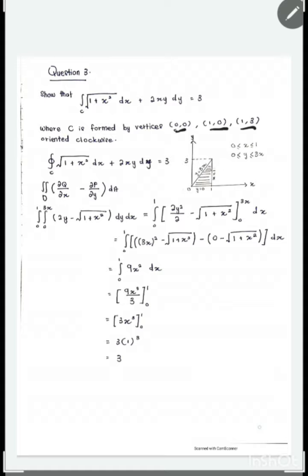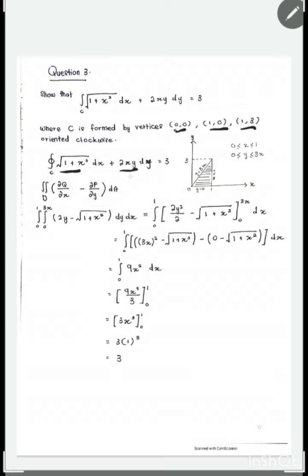This one is x equals 1 and this one is y equals 0. So then we will get these boundaries, which is x lies between 0 to 1 and y between 0 to 3x. So given this equation, we can transform it into this one. So anything in front of the dx is the p, and anything in front of dy is the q.